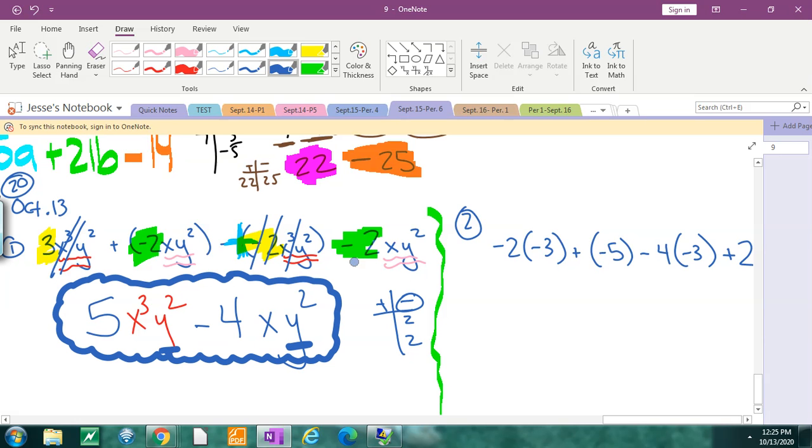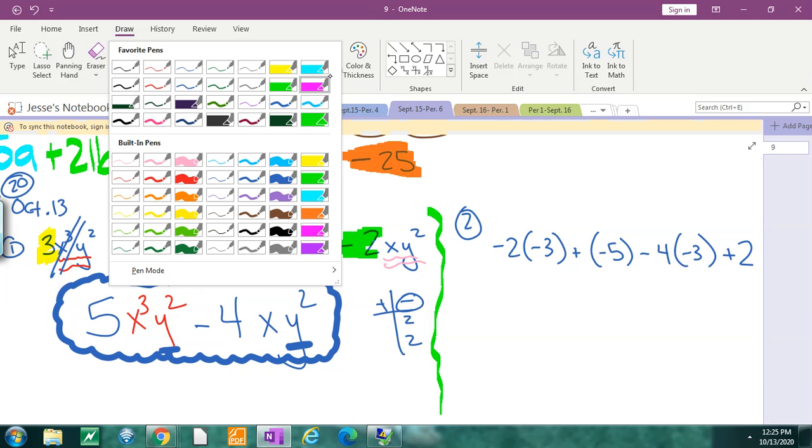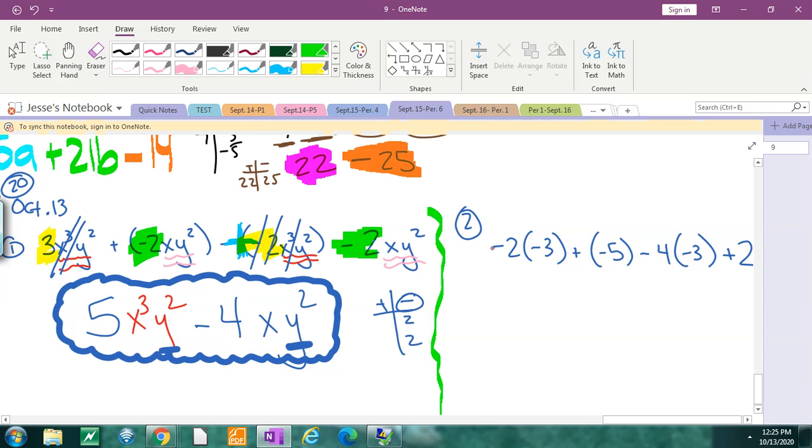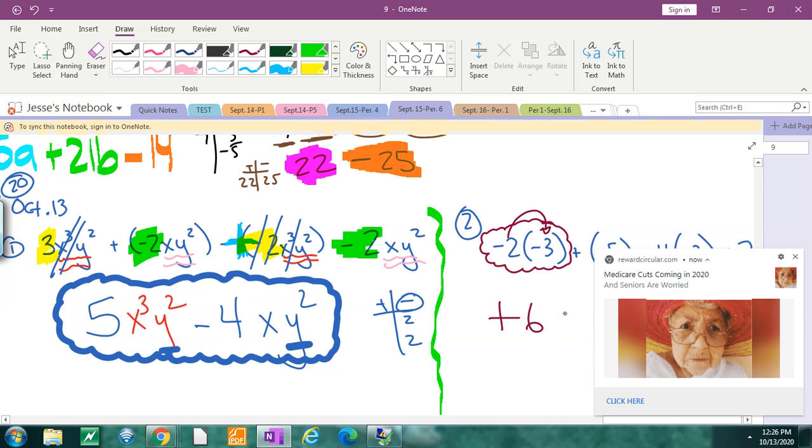Okay? Number 2. Okay? Number 2, I see that I have got to look for multiplication. Where's my multiplication? Do I see one? Well, -2 times, oh, right here, mister. I'm going to go ahead and multiply that. So what's negative times negative? That's a positive. And then 2 times 3 is 6.